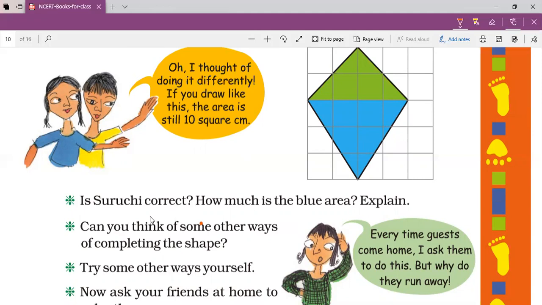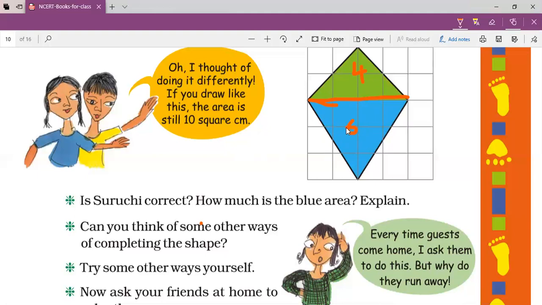Now they have asked us to find the area of the blue part. How much is the blue area? So this is the blue part. We already know this is 6, sorry, it is 4 square centimeter. We already know this. Now what do we have to do? As she is saying the whole is 10 square centimeter, so the upper one is 4, so the remaining one will be 6 square centimeter.